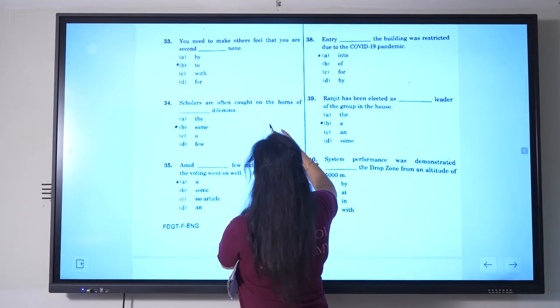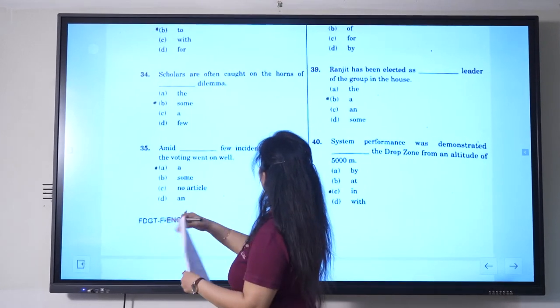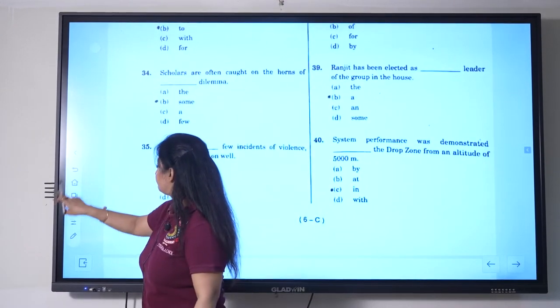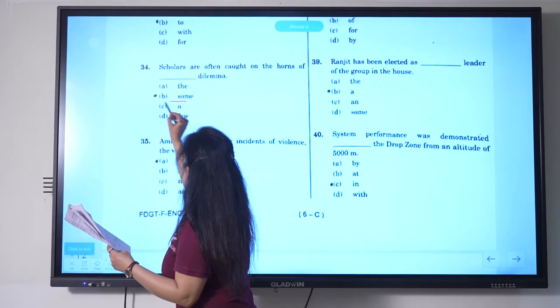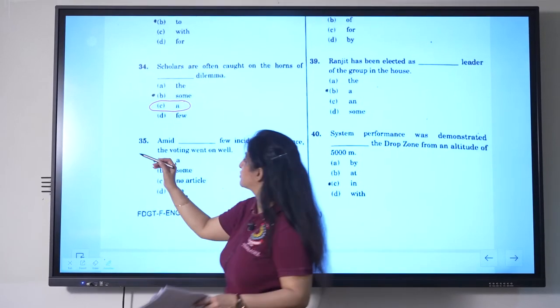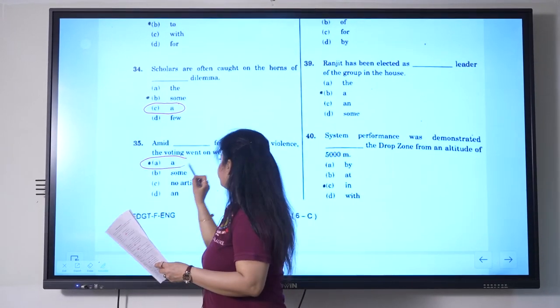Okay. I think only two I'll be able to take up. Scholars are often caught on the horns of a dilemma. Question 34 Charlie A, question 35 Alpha A.